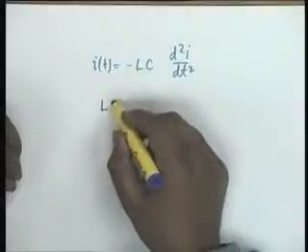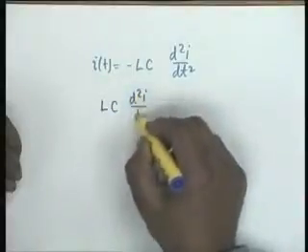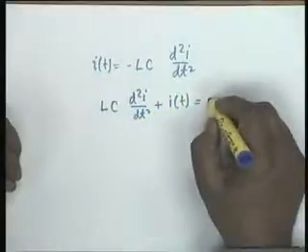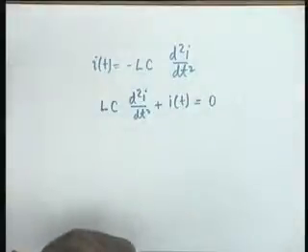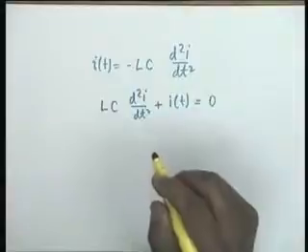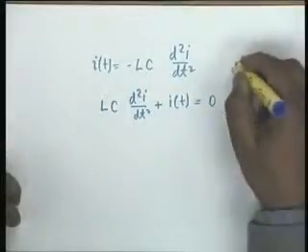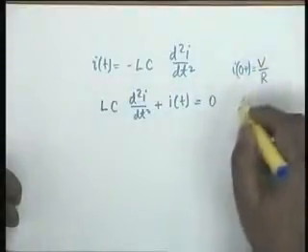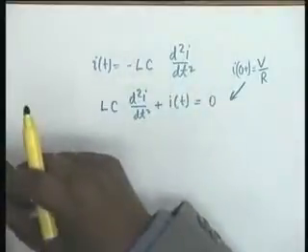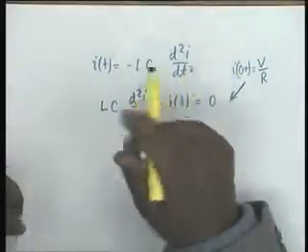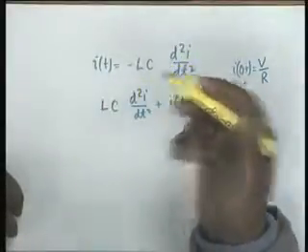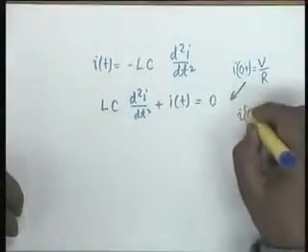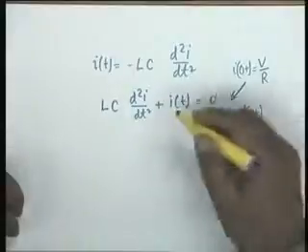Therefore what we have is LC d2I/dt2 plus I of t is equal to 0. Alright. Now you can solve this differential equation subject to the condition that I of 0 plus is equal to V by R. This is a second order differential equation, and therefore one initial condition does not suffice. You also require I prime of 0 plus, isn't it? This is a second order differential equation.